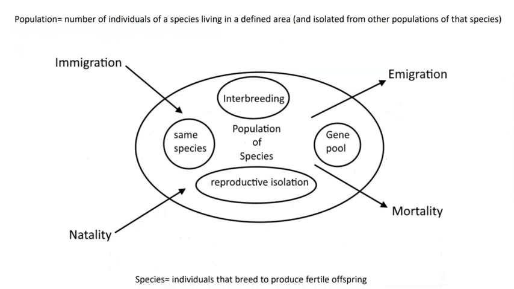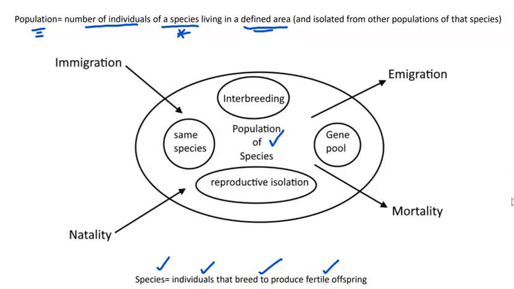A population is defined as the number of individuals of a species, so that's a single species, living within a defined area. So we need to elaborate on the definition of a species for the moment, and that is: species are individuals that can breed to produce fertile offspring. So returning to population, population is the number of individuals that can breed to produce fertile offspring living within a defined area.